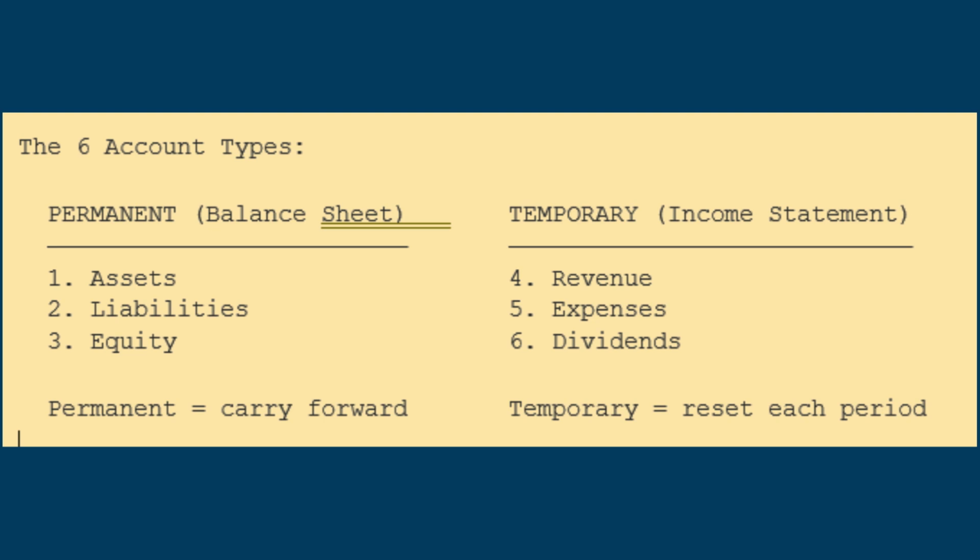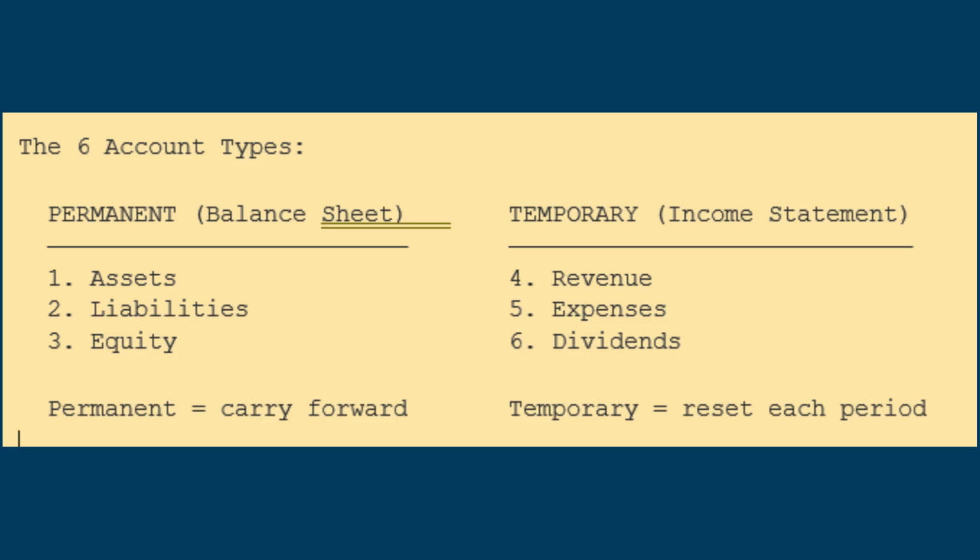First, assets, what the business owns. Cash, equipment, property, amounts owed to you by customers. Second, liabilities, what the business owes to others. Bank loans, unpaid supplier bills, taxes owed. Third, equity, the owner's stake in the business. The money they invested, plus profits that have been kept in the business.